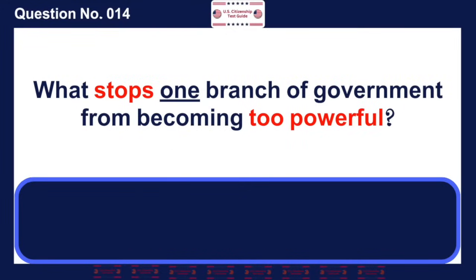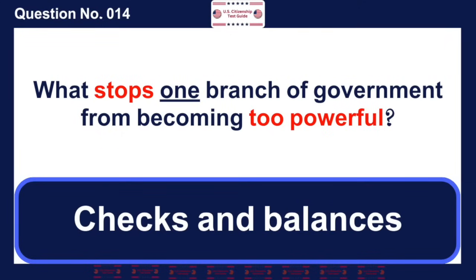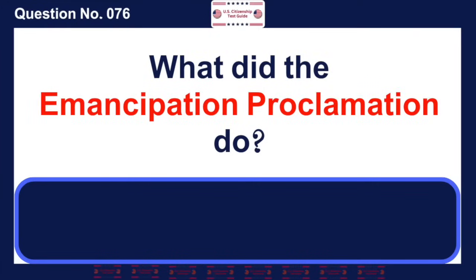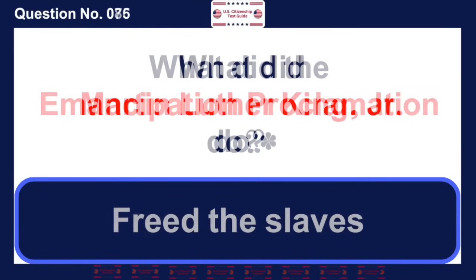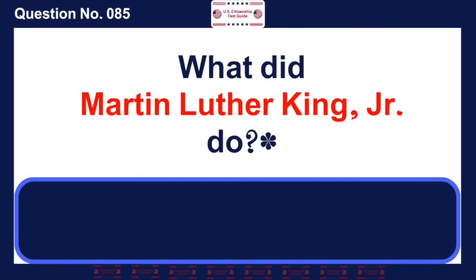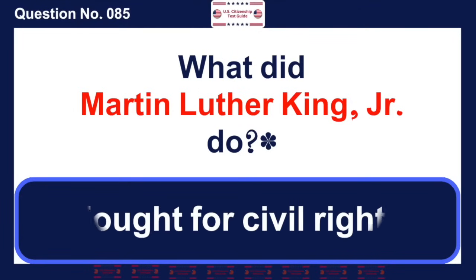What stops one branch of government from becoming too powerful? Checks and balances. What did the Emancipation Proclamation do? Freed the slaves. What did Martin Luther King Jr. do? Fought for civil rights.